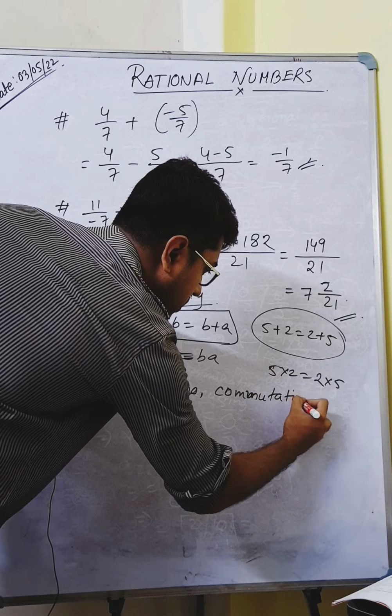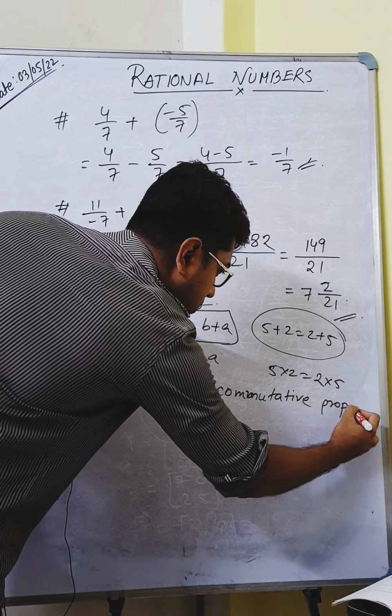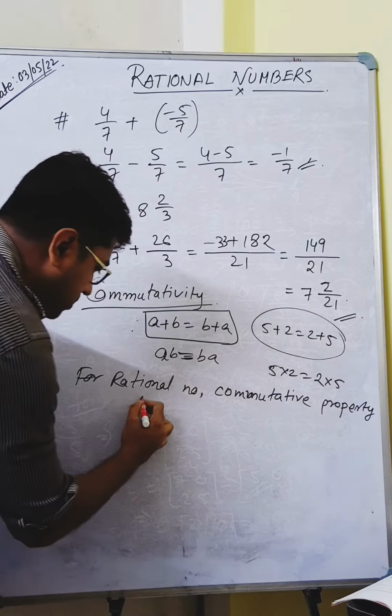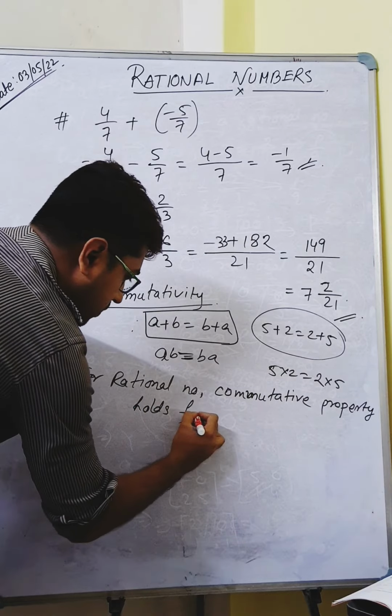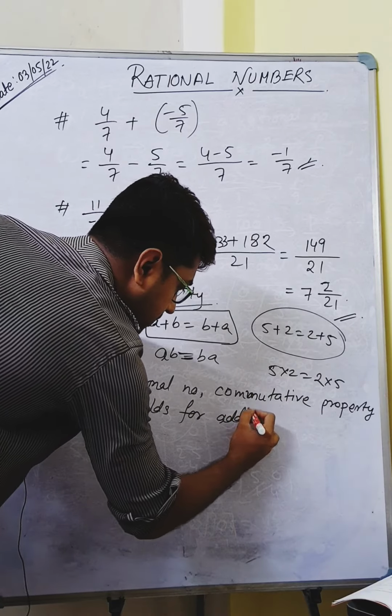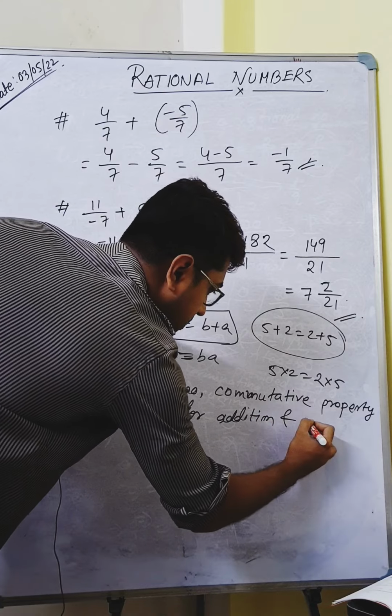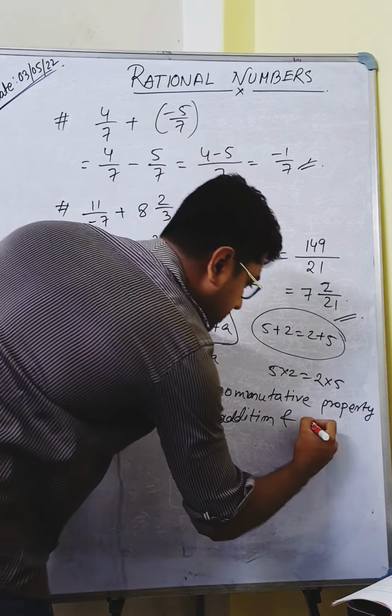commutative property holds for addition and multiplication.